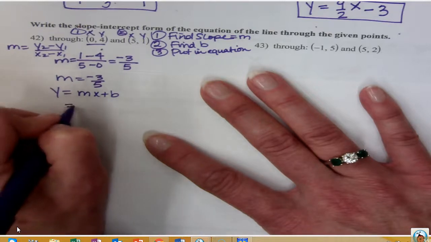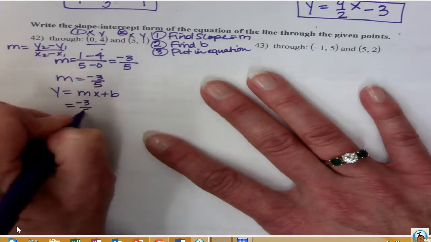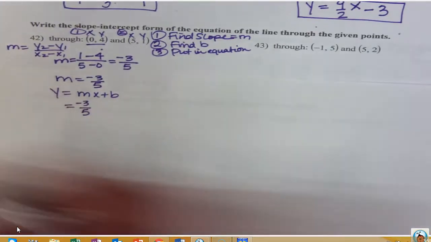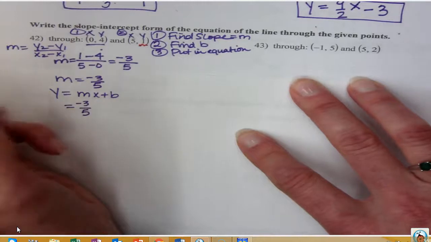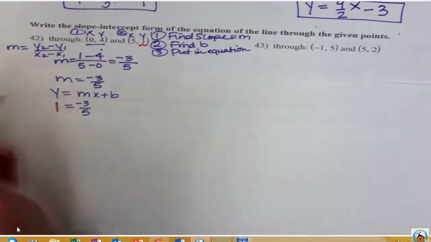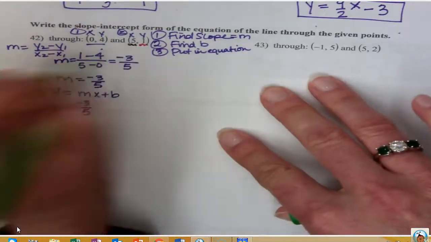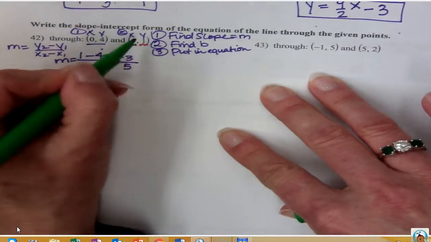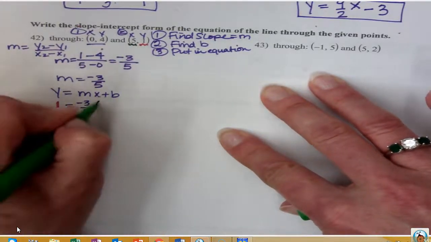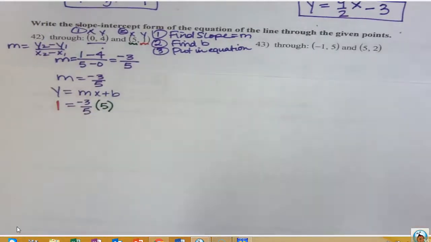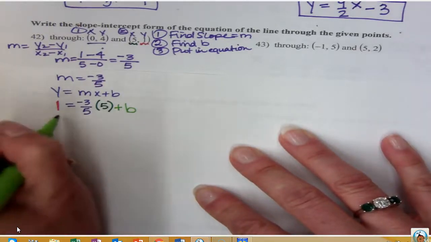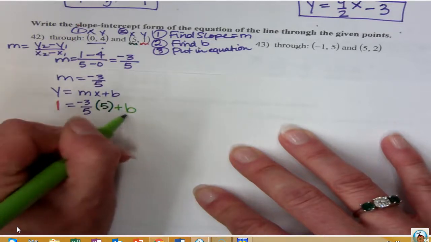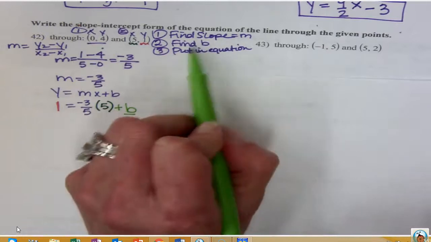So I know that my m is -3/5, right? I found that out. I also know that, let's use this one, my y is 1, so I'm going to put 1 for my y. I also know that my x is 5. I can use these values and pop them in my equation here. So I'm going to plug 5 in here. And what I'm looking for is another colored pen to say, what is my b? All right, so I can now do the math and solve for b. So I found my slope, now I'm looking for b.